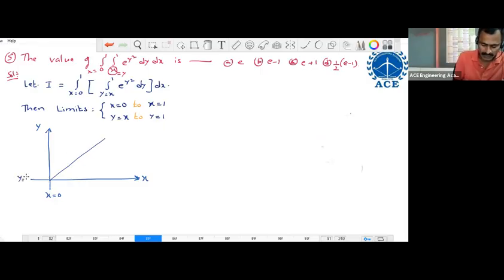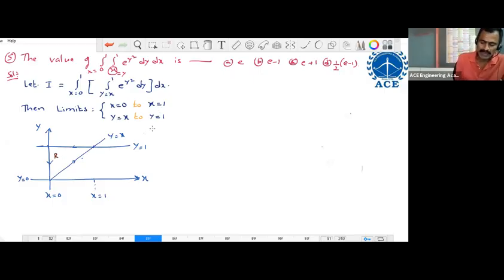This is y equal to 0, the equation of the x-axis. At some value of 1, y equal to 1. This is y equal to 1. This is y equal to x. So y is varying from y equal to x to y equal to 1, and x is varying from x equal to 0 to x equal to 1. Our region is this. This is the region of integration.